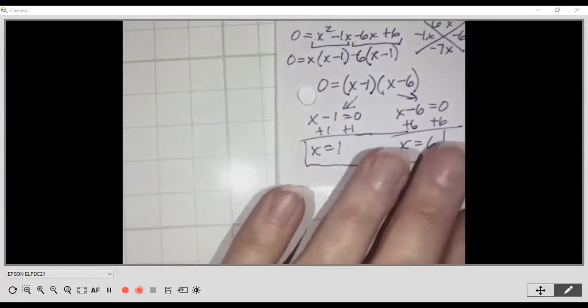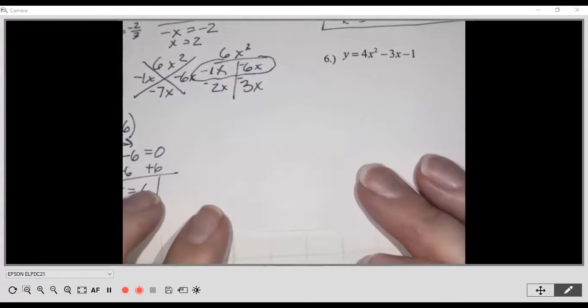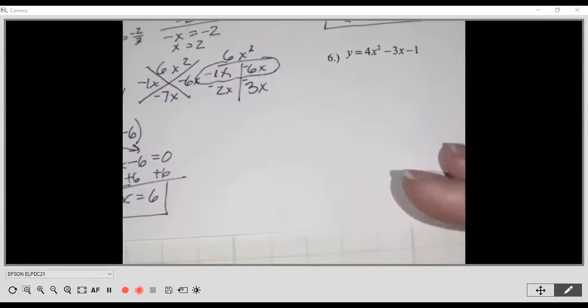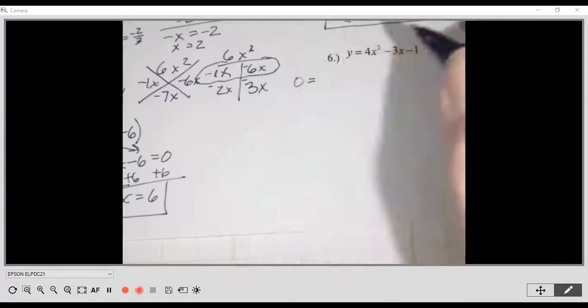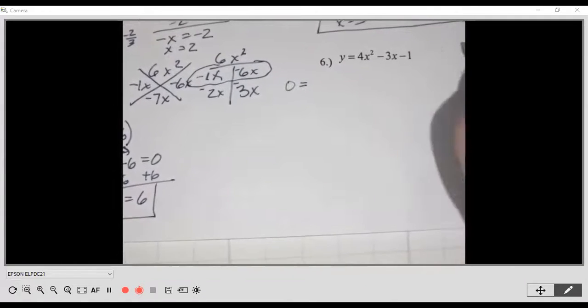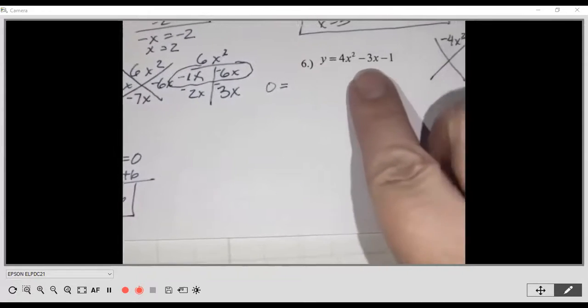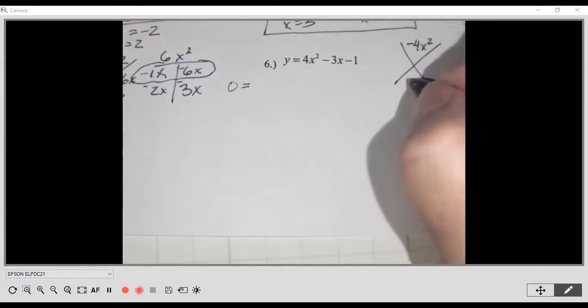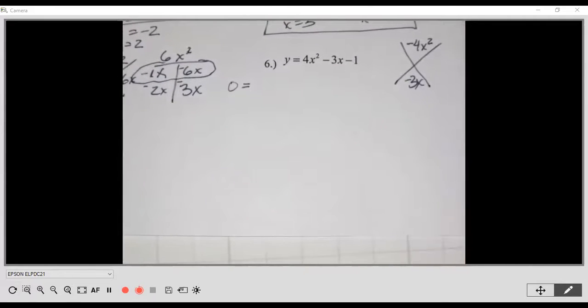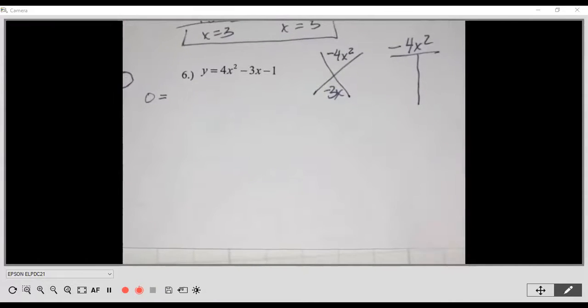All right, and then number 6. Y equals 4x squared minus 3x minus 1. So we'll rewrite that as 0 equals, okay, and then we'll make our factoring x. 4x squared times -1 gives us -4x squared. Our c term is -3x. Okay, so negative 4x squared. Let's look at the factors of that. Come back to the negative sign in just a moment.